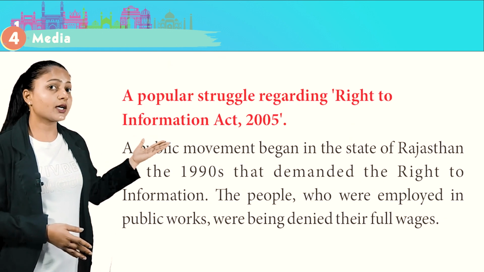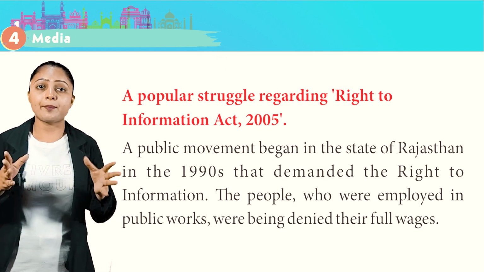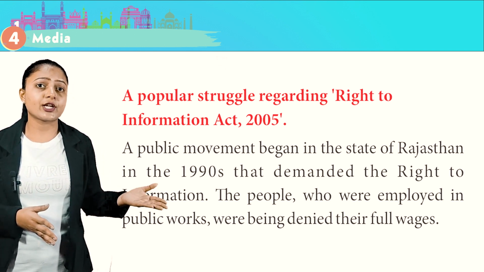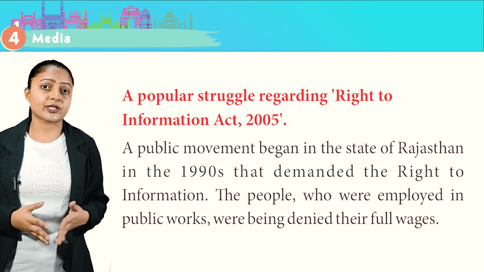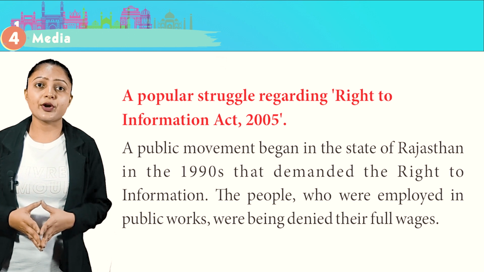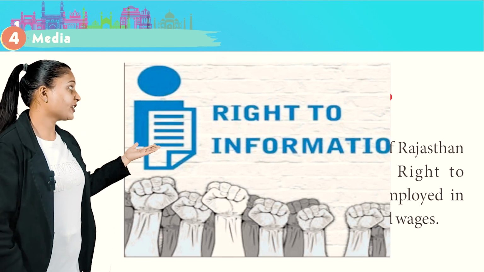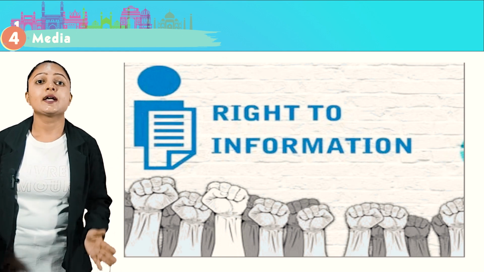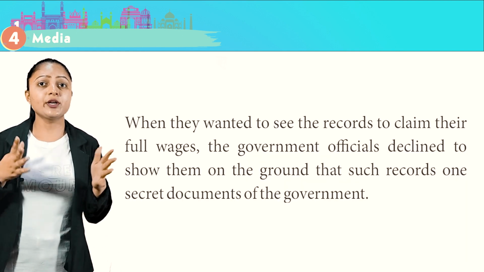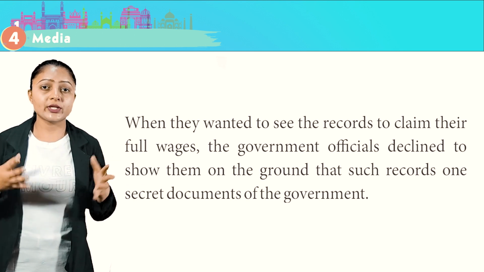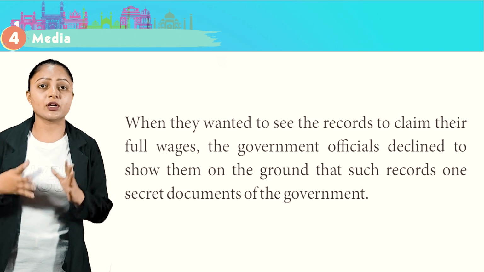A popular struggle regarding the Right to Information Act 2005. A public movement began in the state of Rajasthan in the 1990s that demanded the right to information. The people who were employed in the public works were being denied their full wages. This image is showing right to information. When they wanted to see the records to claim their full wages, the government officials declined to show them on the ground that such records were secret documents of the government.